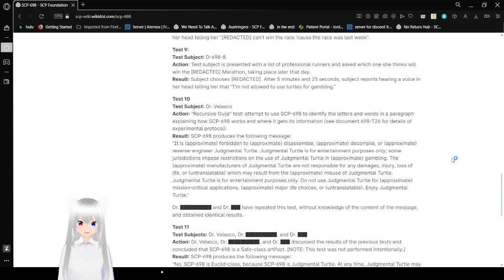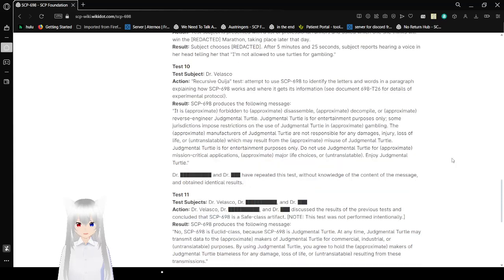SCP-698 produces the following message. It is approximate, forbidden to approximate, disassemble approximate, decompile or approximate, reverse engineer Judgmental Turtle. Judgmental Turtle is for entertainment purposes only. Some jurisdictions impose restrictions on the use of Judgmental Turtle in approximate gambling. The approximate manufacturers of Judgmental Turtle are not responsible for any damages, injuries, loss of life, or untranslatable, which may result from the approximate misuse of Judgmental Turtle. Judgmental Turtle is for entertainment purposes only. Do not use Judgmental Turtle for approximate mission critical applications, major life choices, or untranslatable. Enjoy Judgmental Turtle.